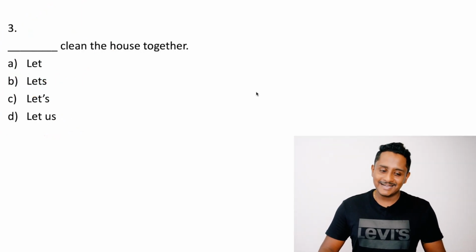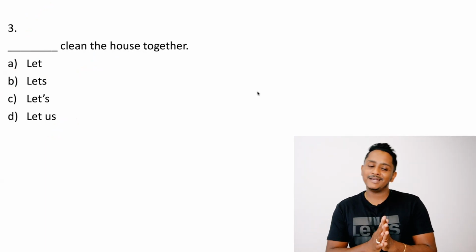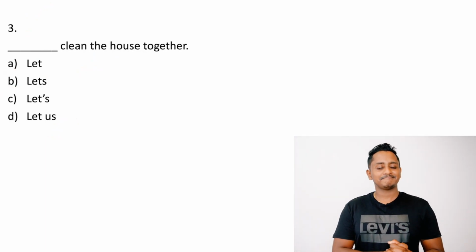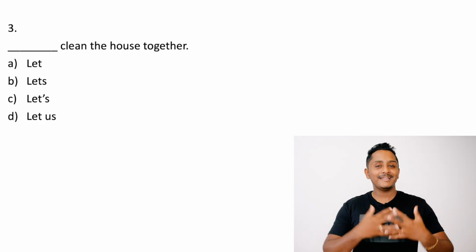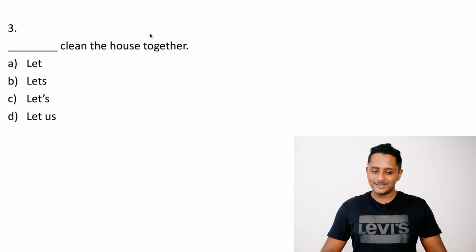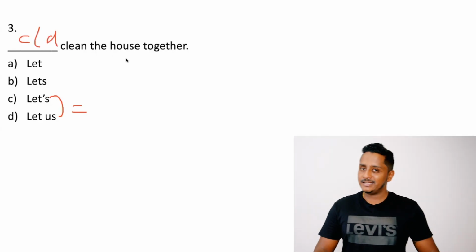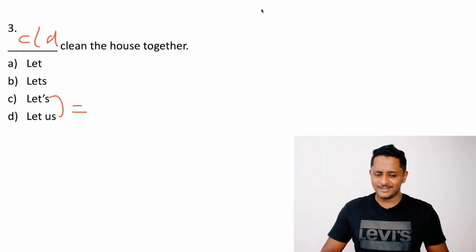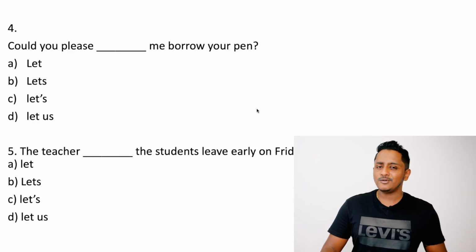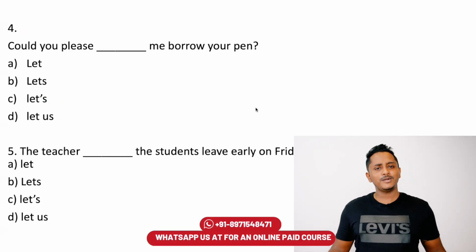Third one, take your time and solve it. Let us clean the house together. So the answer has to be C or D. Both are correct answers: let us clean the house together, or let's clean the house together. That's about the third one. The fourth and fifth, I'll give you 10 seconds to do it. Do it fast.